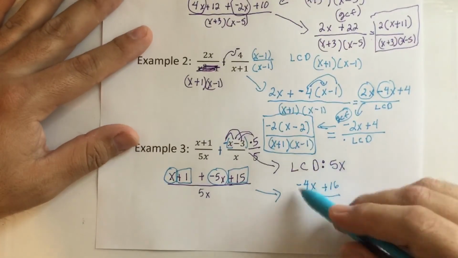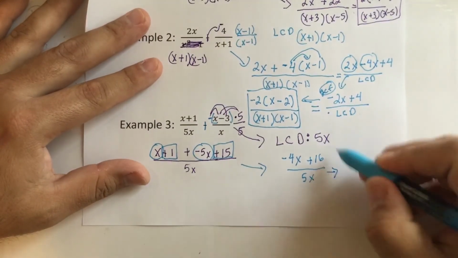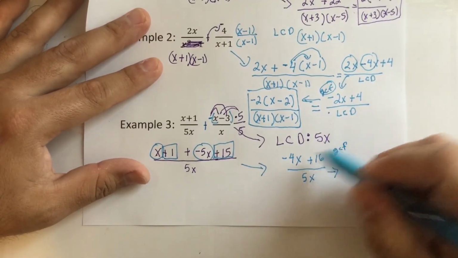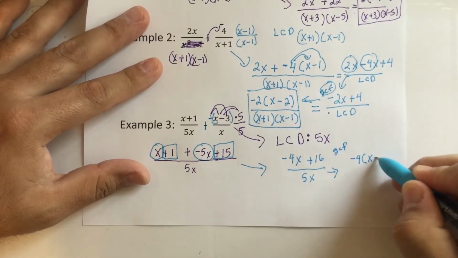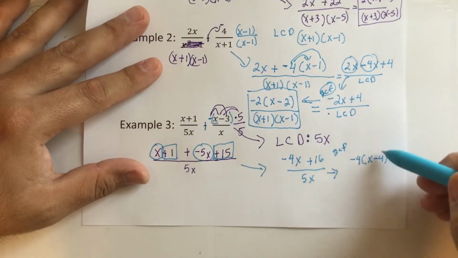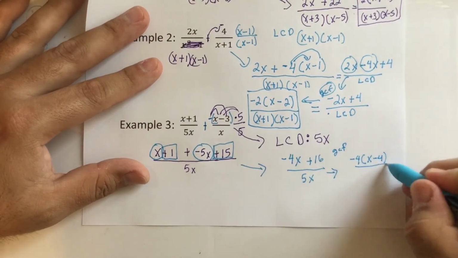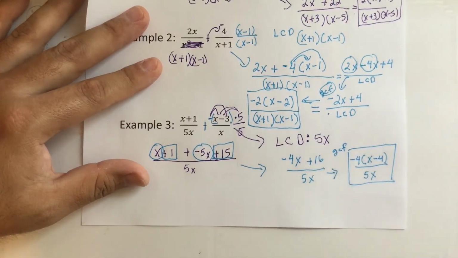Okay. Now again, we can take the GCF out here. Once I take the GCF, and we'll say negative 4. So if I take a negative 4 out, that leaves me with x minus 4, right? Negative 4 times x, negative 4x. Negative 4 times negative 4 is positive 16 over 5x. And there is my final answer for this example.